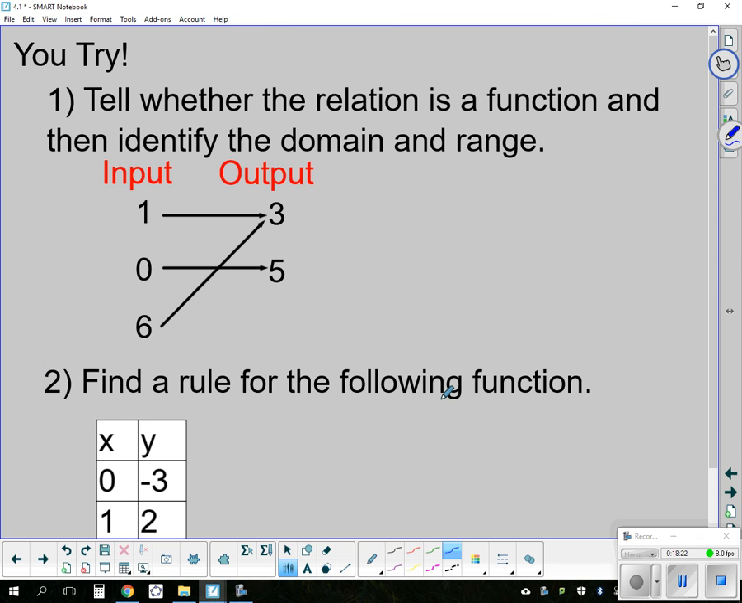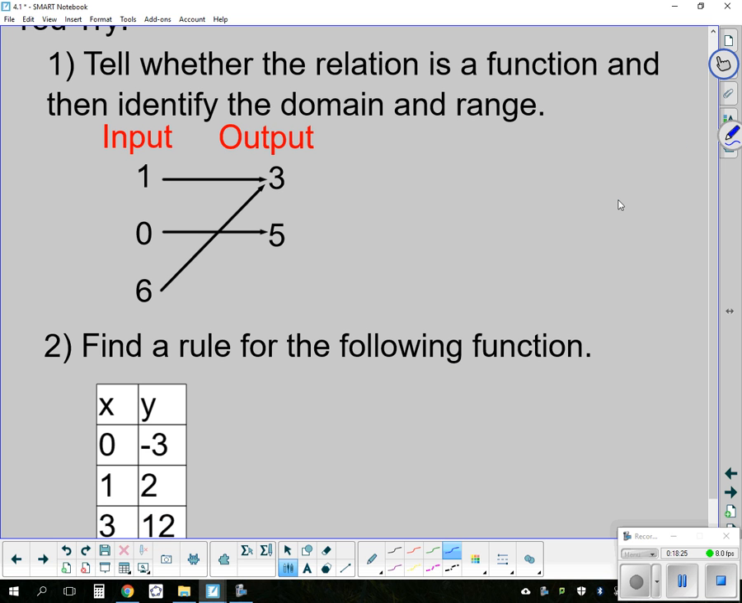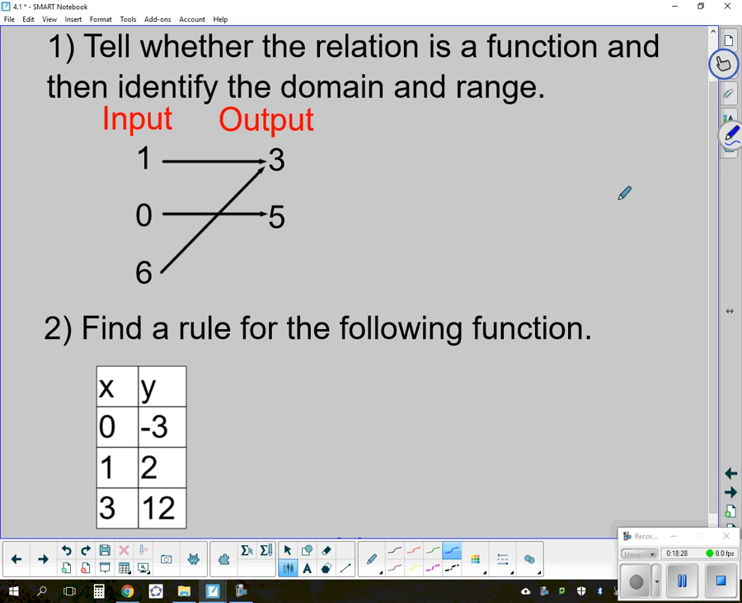All right, here are 2 problems for you to try. Pause the video and give those a shot.